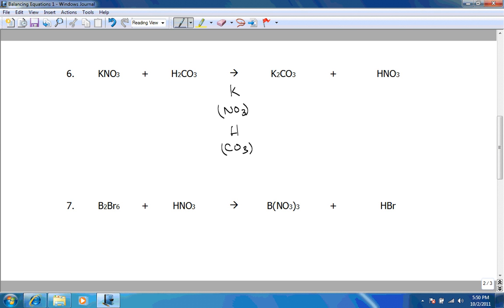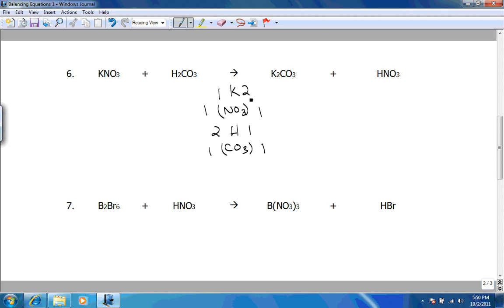So, going through it, we have potassium. We have 1 over here. We actually have 2 on this side. Nitrates, we have 1 here, and we have 1 here, so that's balanced. Hydrogens, we have 2 on this side and only 1 on this side. And carbonates, we have 1 and 1. So let's start off from the top and work our way down.